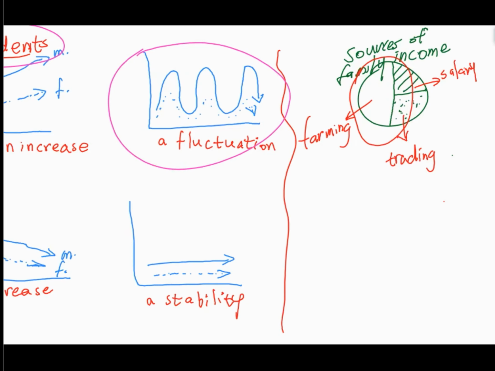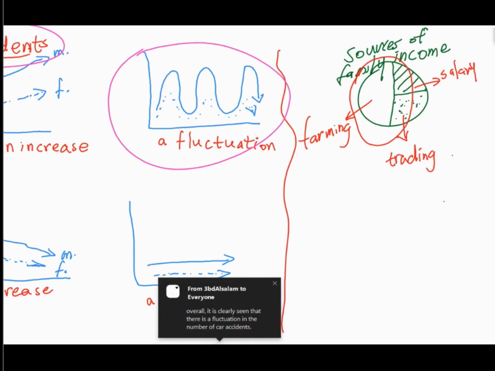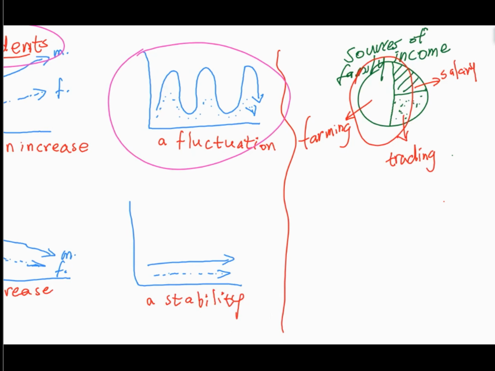Overall, it's clearly seen that there is a variation in the number of car accidents. Very good. It is crystal clear that there is a fluctuation in the number of car accidents. Very good. Okay, that's it. That is enough, I think. Now let's move on.